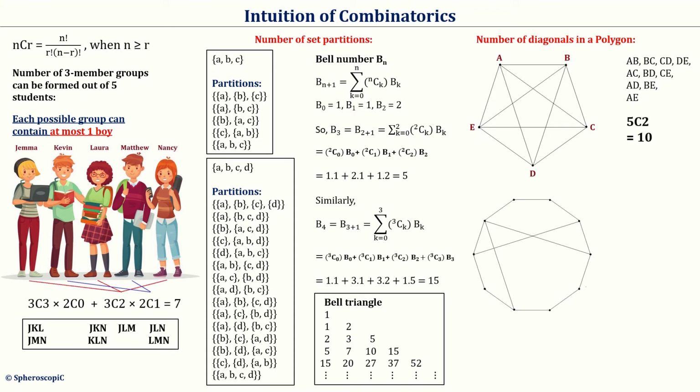Now to count the number of diagonals only, we need to subtract the number of sides, that means subtract 5 here. So 5 diagonals can be drawn in this pentagon.